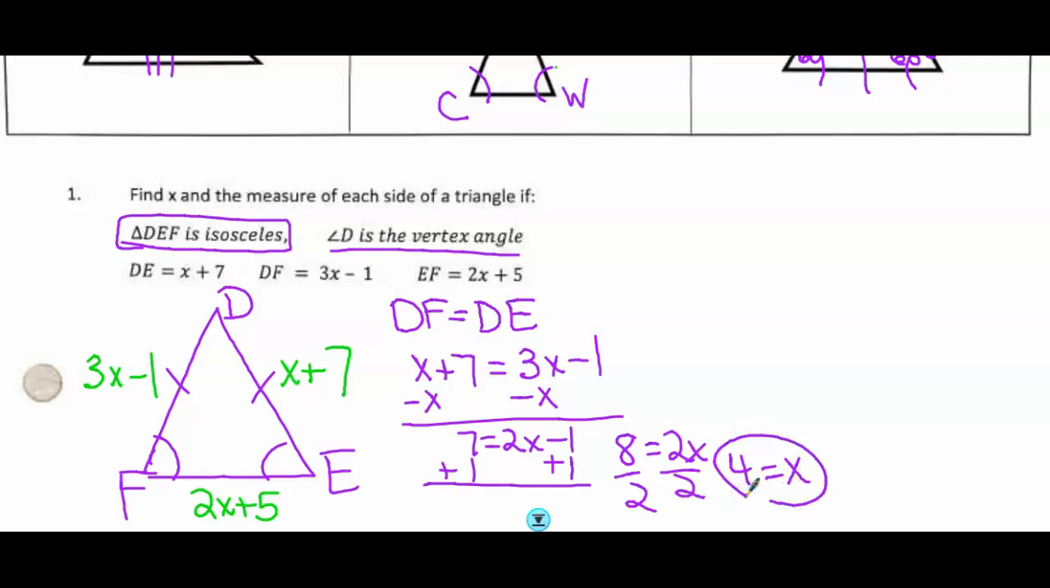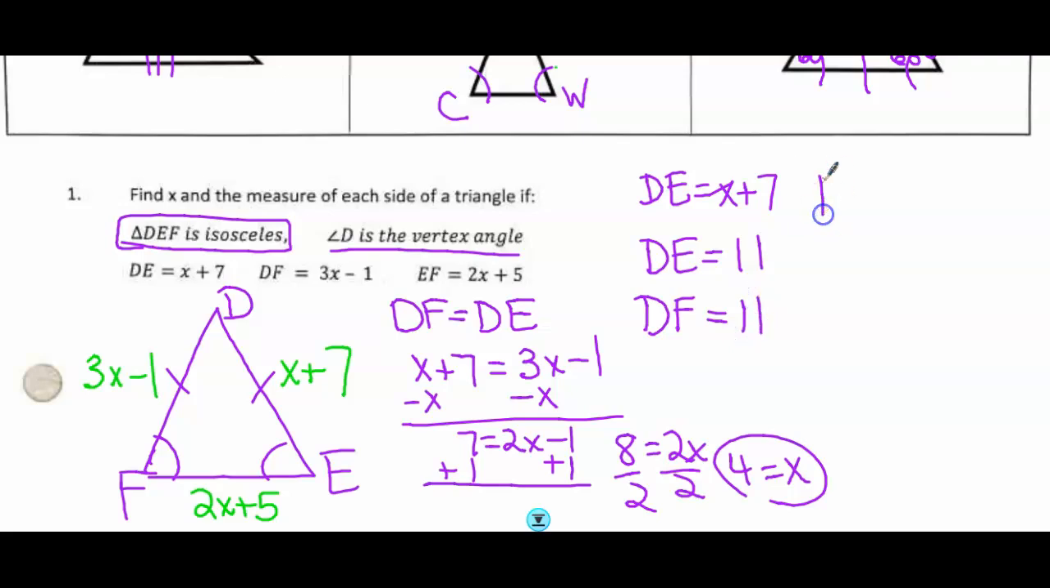The question said, find x. We did that. And now the measure of each side. Well, we knew that DE was x plus 7. So DE is 4 plus 7, so DE is 11. DF is congruent to that, so that has to be 11. So the only other one we need to know is FE. FE or EF is 2x plus 5. We put a 4 back in there. 2 times 4 is 8 plus 5. So we know that EF or FE is 13.